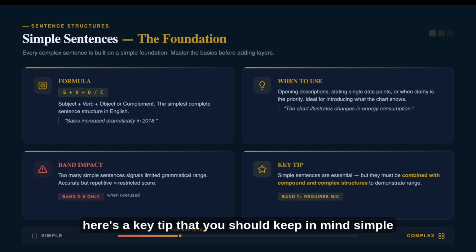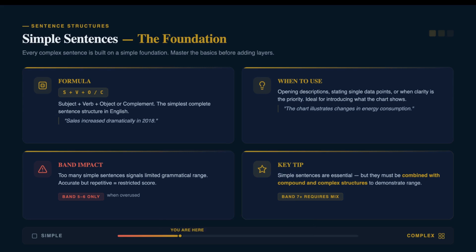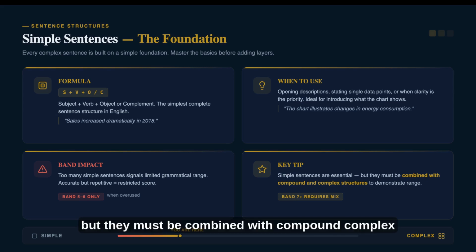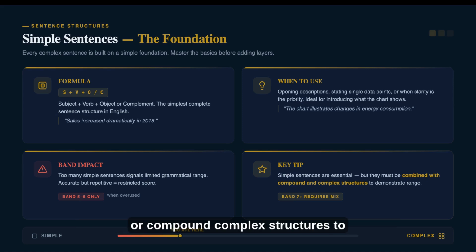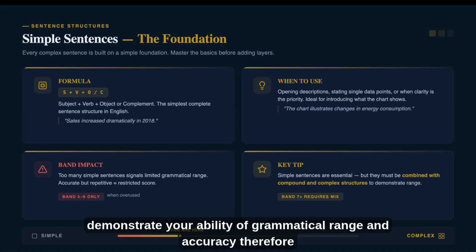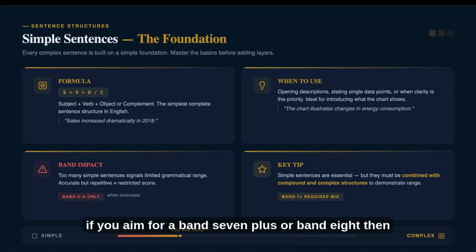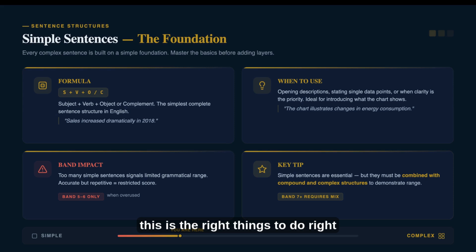Right, here's a key tip that you should keep in mind. Simple sentences are important, but they must be combined with complex or compound complex structures to demonstrate your ability of grammatical range and accuracy. Therefore, if you aim for a band 7 plus or band 8, then this is the right thing to do.